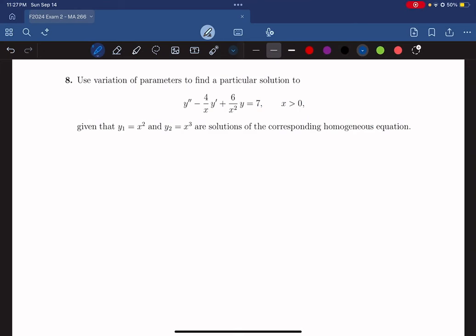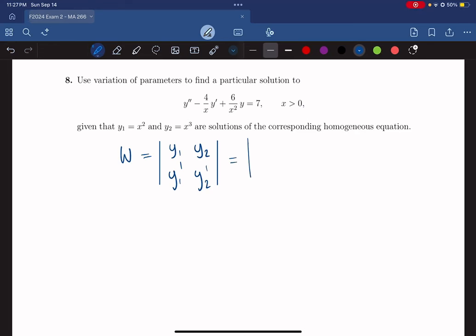Alright, so for number 8, it says, use variation of parameters to find a particular solution to, and then it gives us an equation. And it gives us our two solutions, y1 and y2, so it makes our life much easier. So we're going to start with the Wronskian. The formula for our Wronskian is going to be y1, y2, and then their derivatives. And our Wronskian will be the determinant of this 2 by 2.